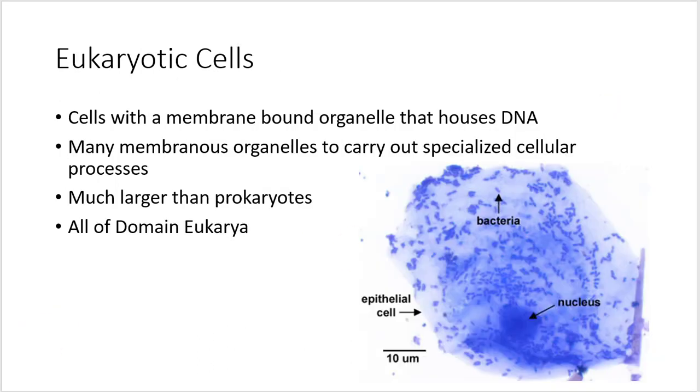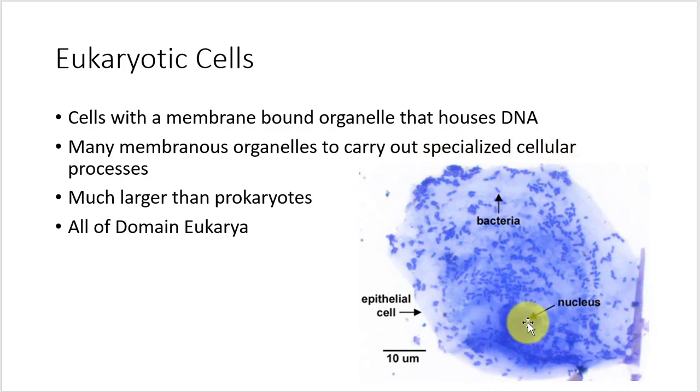Eukaryotic cells, though, are cells with membrane-bound organelles like mitochondria, like chloroplasts, like the Golgi, right? Which we'll get into the functions of the organelles later. Eukaryotic cells do have their DNA contained inside of the nucleus, and they tend to be much larger than prokaryotic cells. So this is a cheek cell. So this entire thing right here is an epithelial cheek cell from a human.